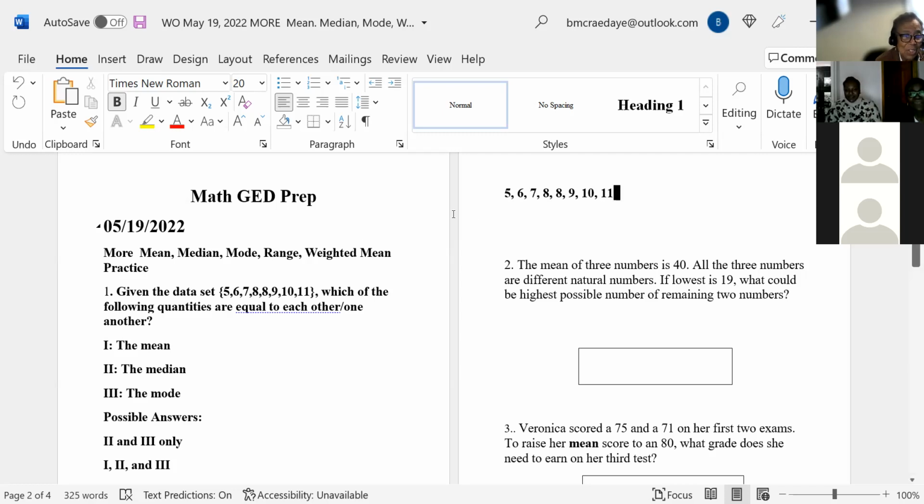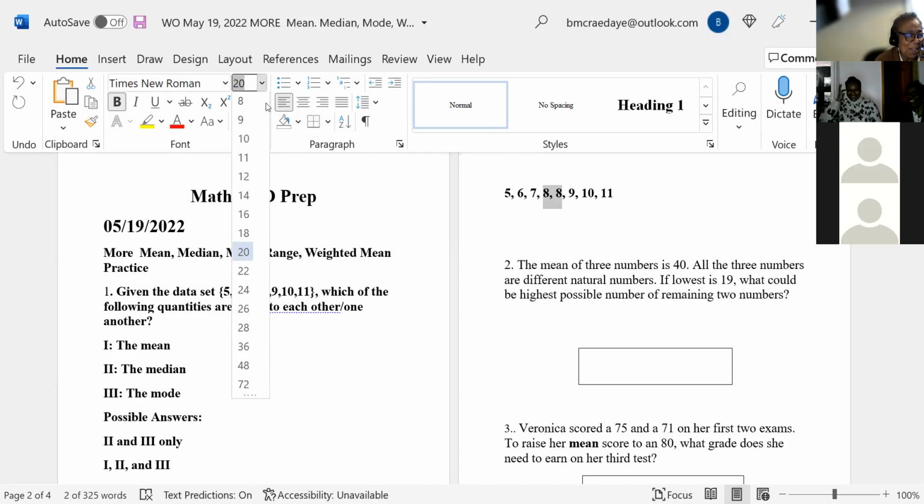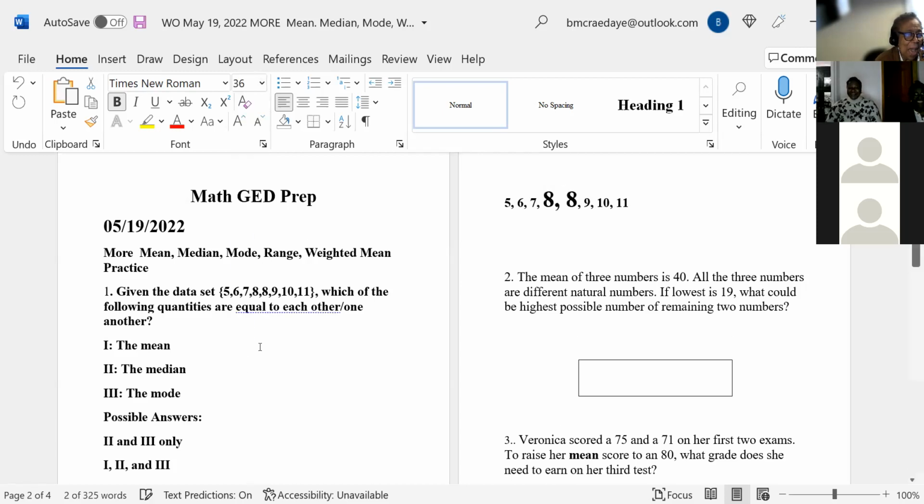Which two are in the middle, Michelle? The two that are in the middle are 8. That's it. Very good, Michelle. That was wunderbar. So you say the median is 8. Mercedes, what happened to you?